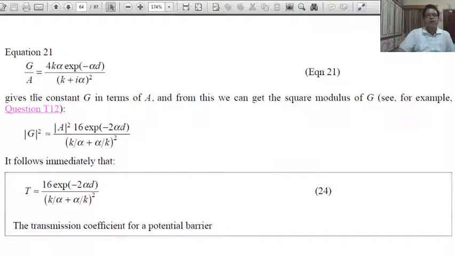And it can be calculated easily because we already calculated G upon A equal to 4k alpha exponential minus alpha d upon k plus alpha. And G squared is given by A squared 16 exponential minus 2 alpha d upon k upon alpha plus alpha upon k whole squared. It follows immediately that T is approximately 16 exponential minus 2 alpha d upon k upon alpha plus alpha upon k whole squared, the transmission coefficient.